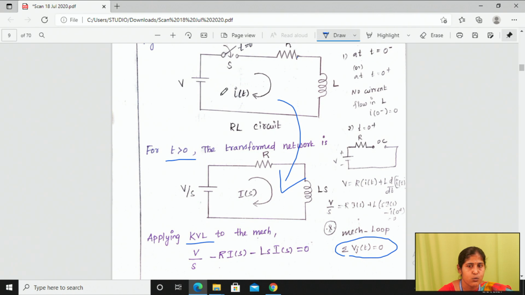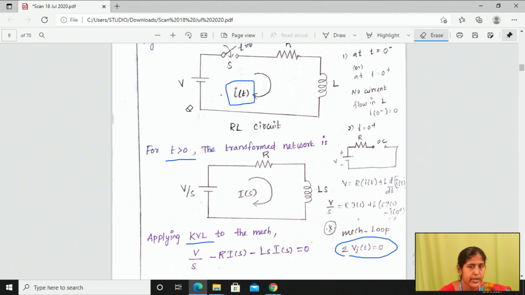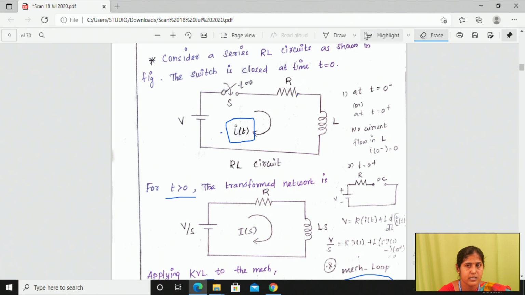When we convert the time domain into frequency domain, how will the circuit change? See here, the function I of t is given. When we take the Laplace transform of I of t, we get I of s. The current flow direction is also very important; the current flows in this way. Then check the voltage. The voltage is a constant term, so taking the Laplace transform of the voltage, you get V by s. Next, the resistance value is always the same. There is no change in the resistance when you apply the Laplace transform, so you get the same value, resistance R.